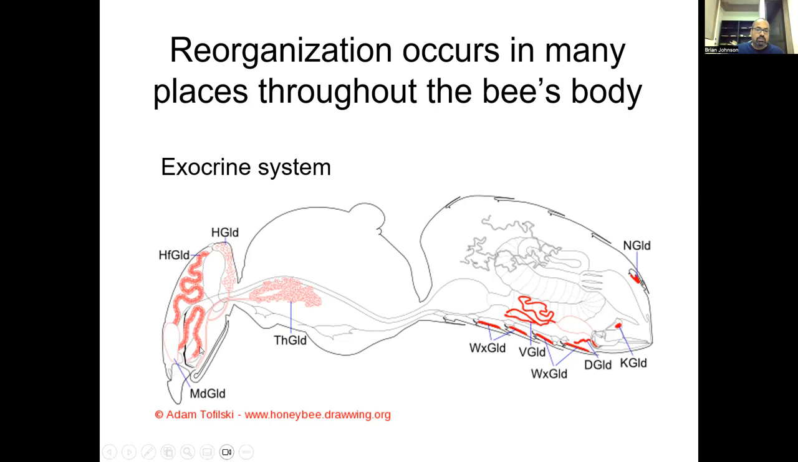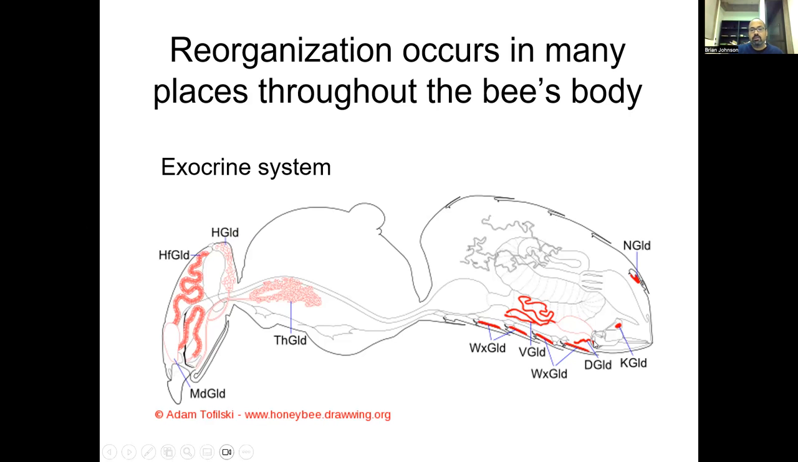The hypopharyngeal glands, for example, these large glands in the head, make brood food in nurses. They make nectar processing enzymes in foragers. So the gland is specialized depending on what the bees are doing. Same thing for the mandibular glands and pretty much all of the glands. They all have distinct caste-specific patterns. Sometimes they're changing in function from one caste to the next, and sometimes they're only active in one caste.